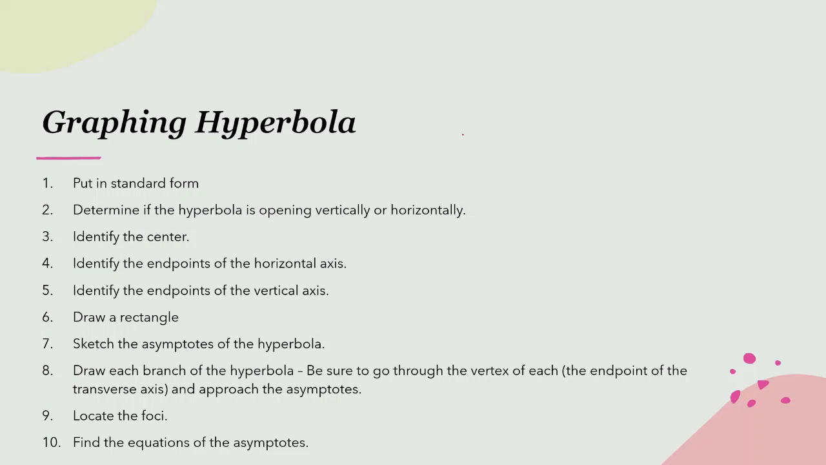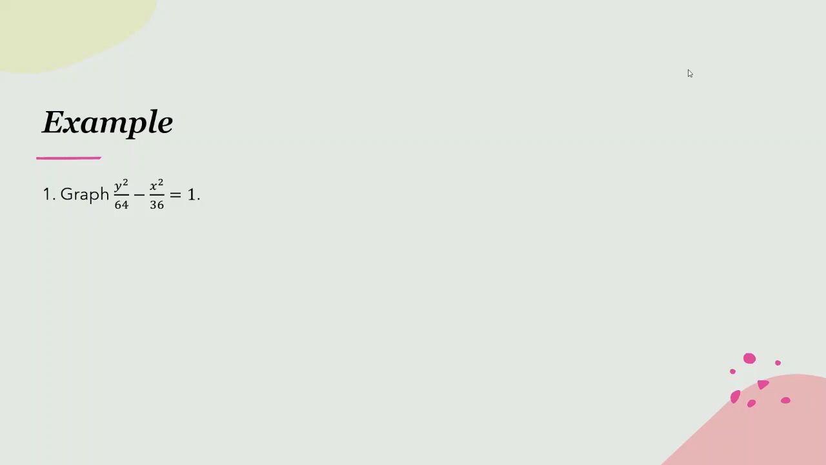So let's try to answer some example. We have here, graph y squared over 64 minus x squared over 36 is equivalent to 1. So this is already in standard form. There's no need for us to change this or put this in standard form.